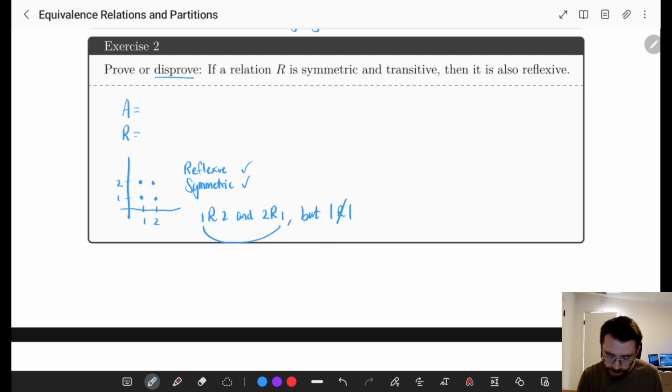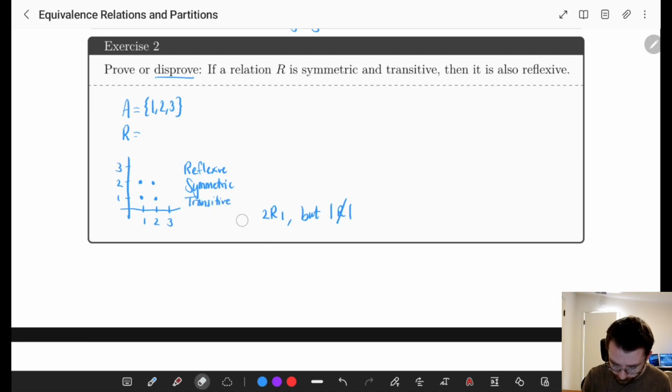So, okay, that doesn't mean I'm lost. It just means maybe I need a bigger set. Let's add a third element to A. So A is now 1, 2, 3 as a set. And I know if I'm going to include the things I included before, I'll still have to include them. So let's start here as a basis for our relation. And let's check if this is reflexive, symmetric, and transitive. It's not reflexive. Good, right? It's missing 3, 3.